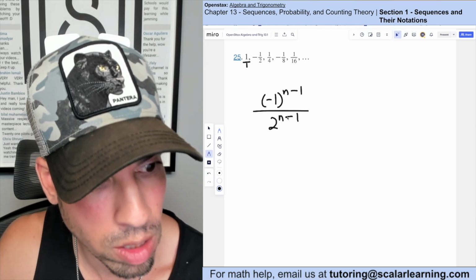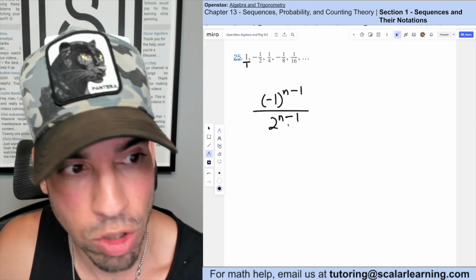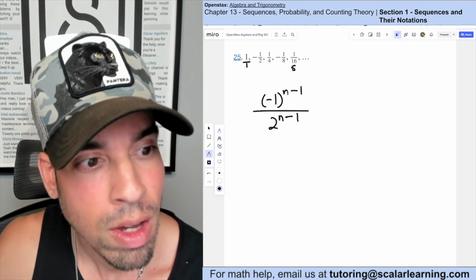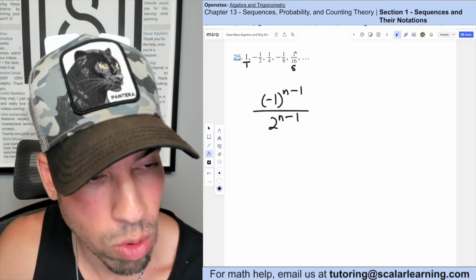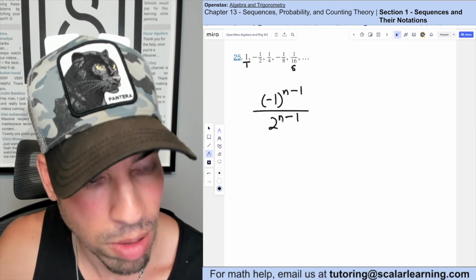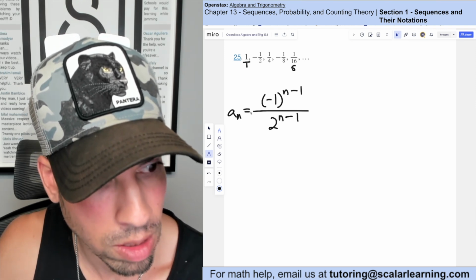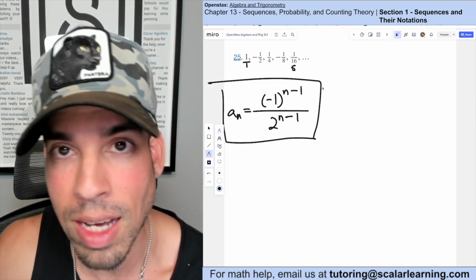So when I plug in 1, I get 1 minus 1, which is 0. 2 to the 0th is 1. Let's test this with the fifth term right here. If I plug in 5, 5 minus 1 is 4, negative 1 to the 4th is 1. That checks out. And then plug in 5 here. 5 minus 1 is 4, 2 to the 4th is 16. So this definitely works. This is our explicit formula. That's how you do it.